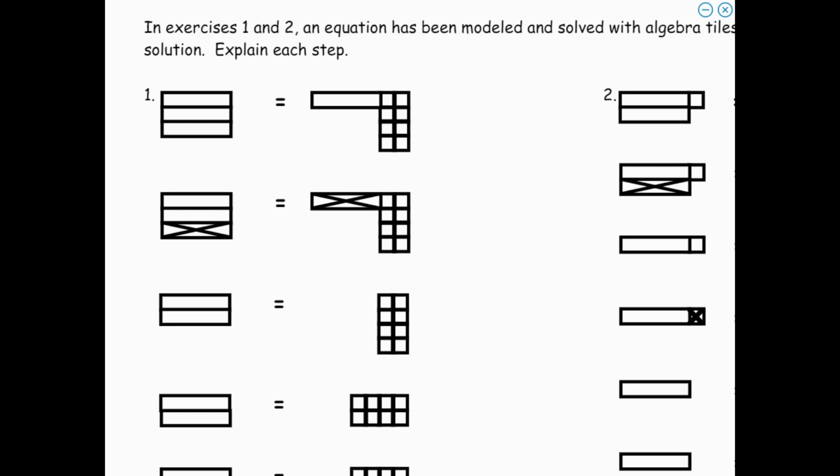So how would I write this equation? What do I have going on here? So 3x equals 1x plus 8.